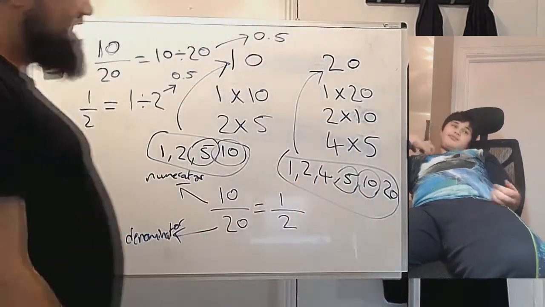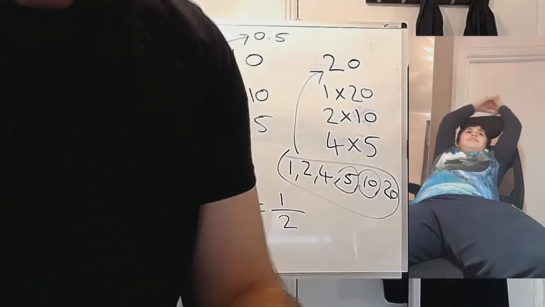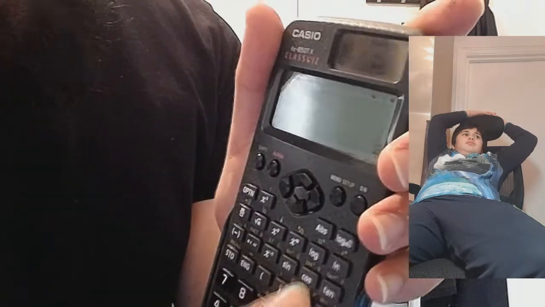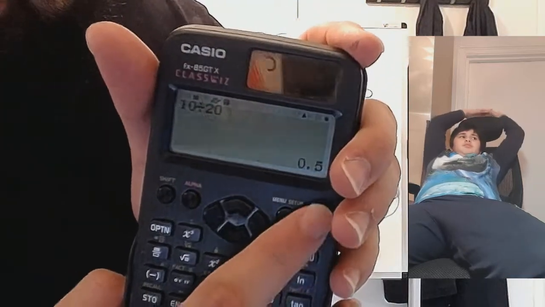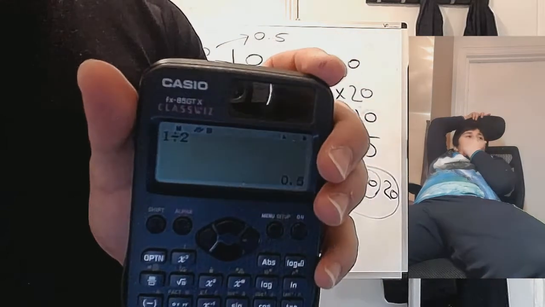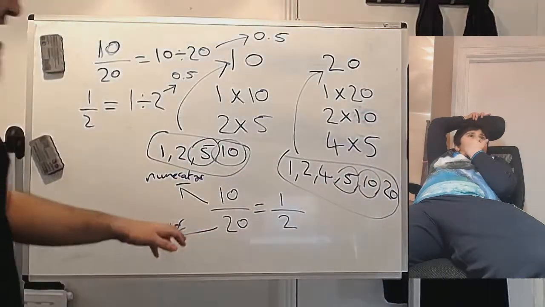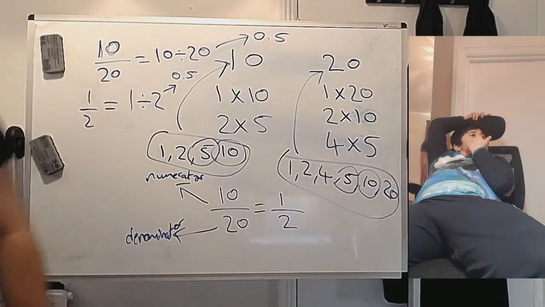Go and just test it on your calculator. I've got a calculator right here. I'm going to write 10 divided by 20. You can see it there. 10 divided by 20 equals 0.5. You see that? And if you do 1 divided by 2, you get again 0.5. I'm just trying to stress the fact that 10 over 20 is equivalent to 1 over 2.